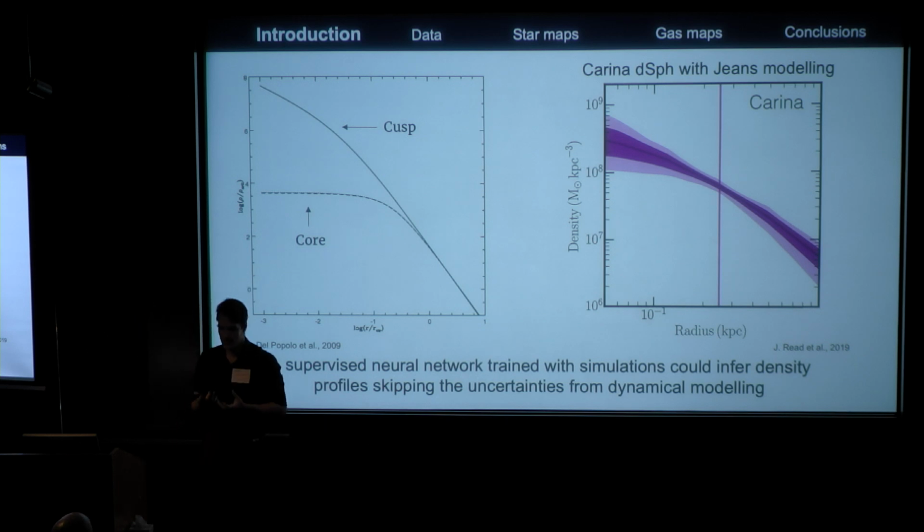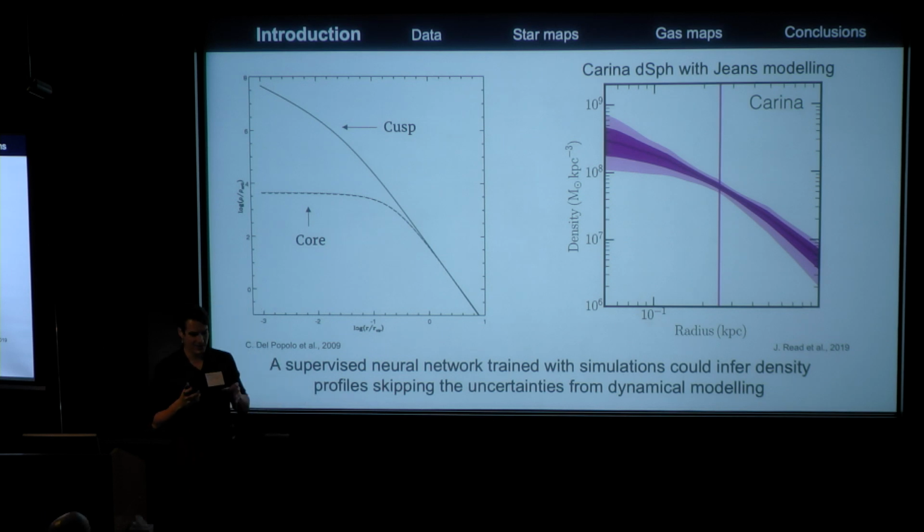You can explain this in the current paradigm by the effects of baryon feedback, but in general it's a very controversial topic, mainly because with the traditional techniques, doing dynamical modeling to infer dark matter density profiles, you are not able to constrain the inner slope in a way that allows you to rule out or assume the presence of a core. So, as many people do with many things, we try to skip the problems of traditional techniques with machine learning.